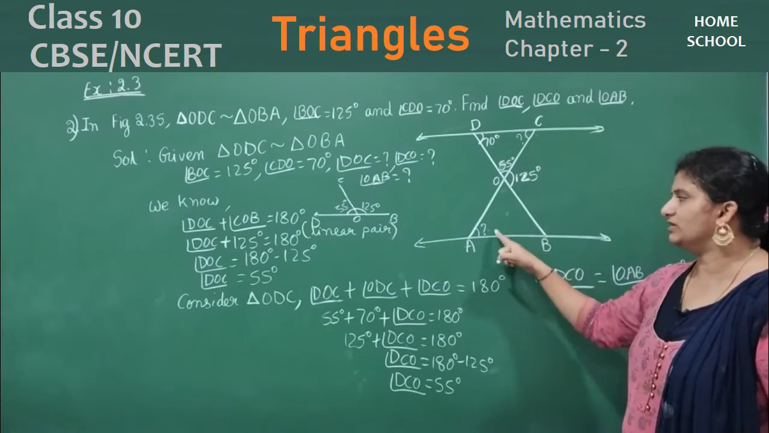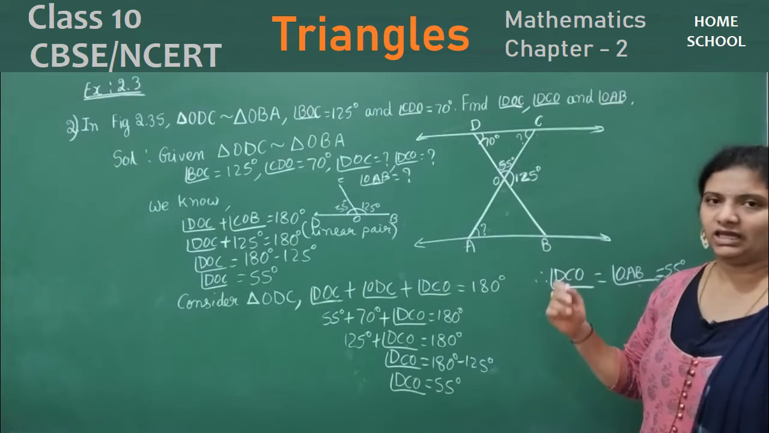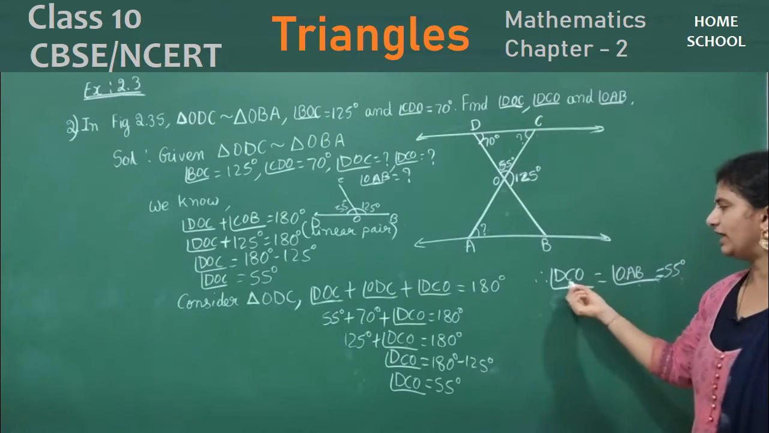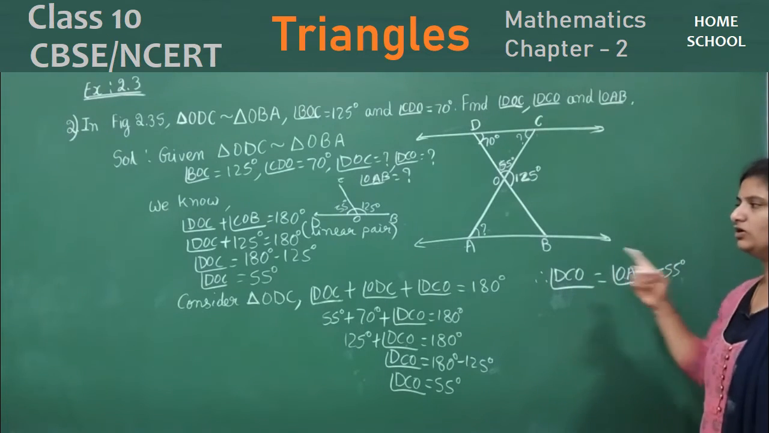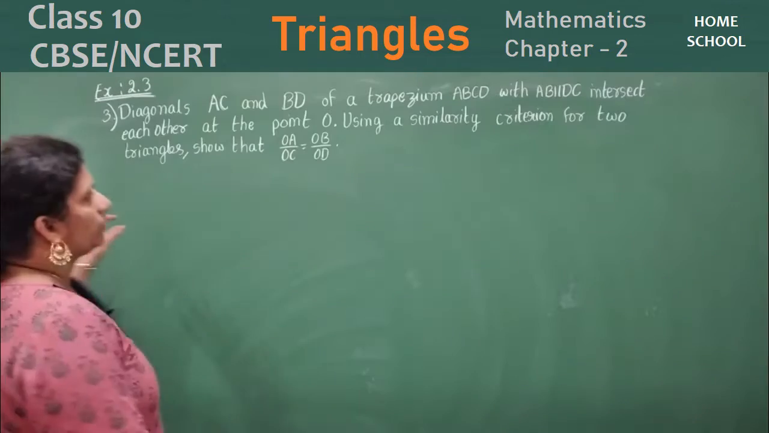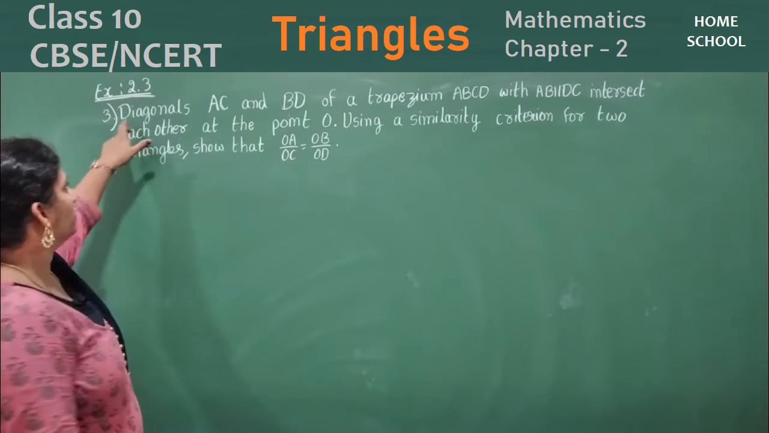So 55 and this is 55. In any way, you can do this, children. Therefore, angle DCO is equal to OAB is equal to 55 degrees. Okay, let's see the third problem here.